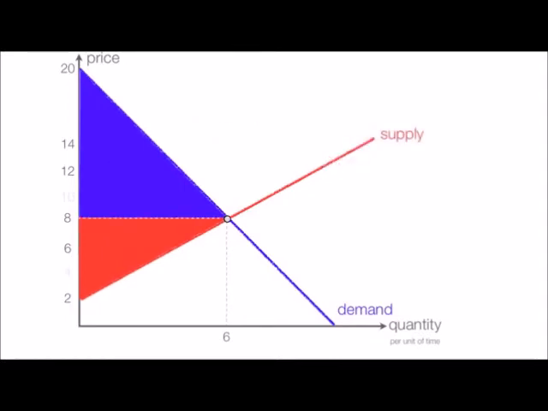When I impose a price floor, right there, let's say price floor of 12 or $12 or 12 pounds, whatever, quantity supplied is 9, and quantity demanded is 4.